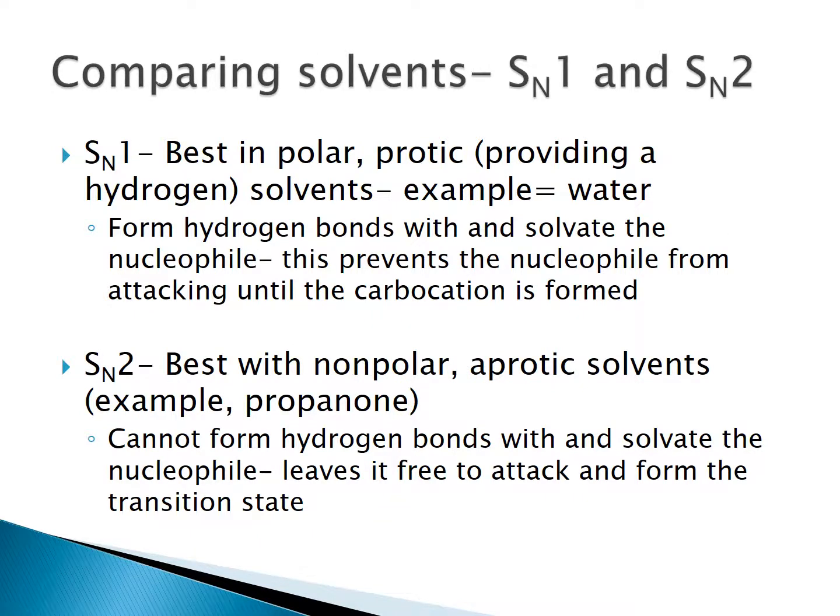Now, there are solvents that are more ideal for SN1 versus SN2. SN1 is best conducted in polar protic solvents, protic coming from the word proton, so that means providing a hydrogen. A good example of a polar protic solvent is water. The reason these work well for SN1 reactions is that the polar protic solvent basically solvates the nucleophile and forms hydrogen bonds with it. This prevents the nucleophile from attacking until we form the carbocation intermediate.